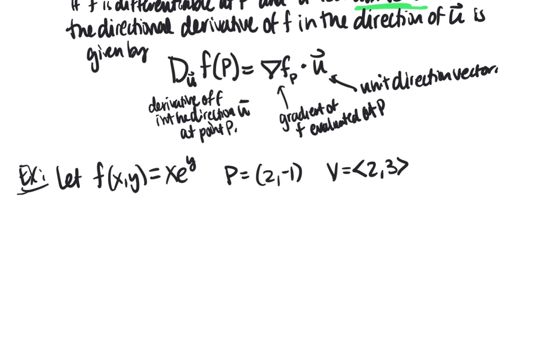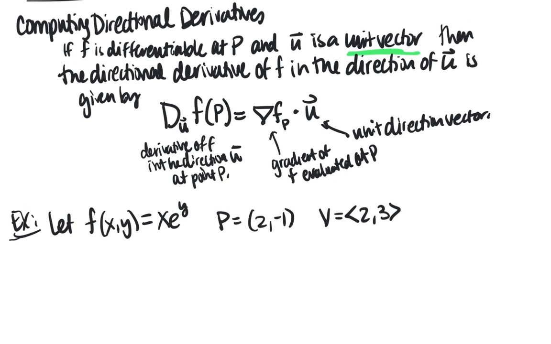Okay, so the way I compute it is I'm going to use this formula here. I need to compute the gradient of f. So the gradient of f is going to be the partial derivatives. The partial derivative with respect to x is just going to be e to the y. The partial derivative with respect to y is going to be x times the derivative of e to the y with respect to y, which is just e to the y.